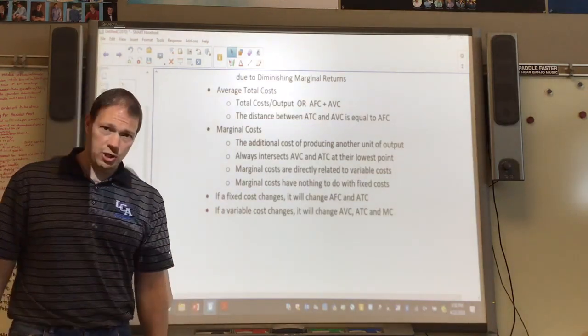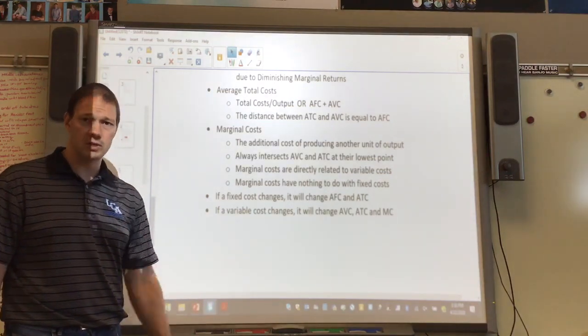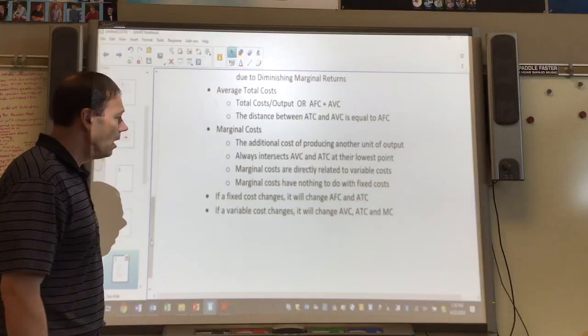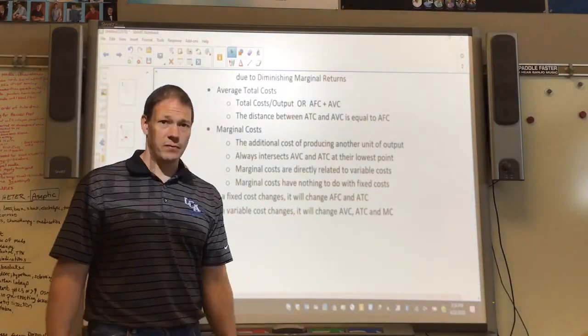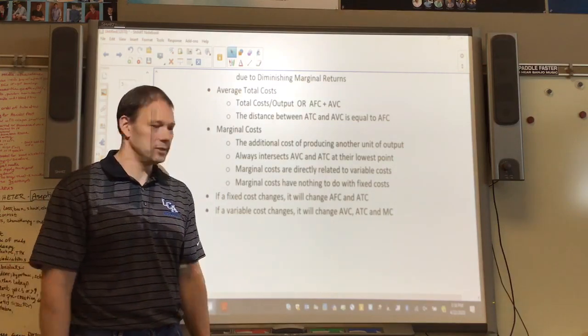If a variable cost changes, if the price of your workers changes, if the price of your cheese or your dough or your electricity changes, your advertising, whatever, that will change obviously your AVC, because a variable cost changed, so now that's going to affect the average variable cost.